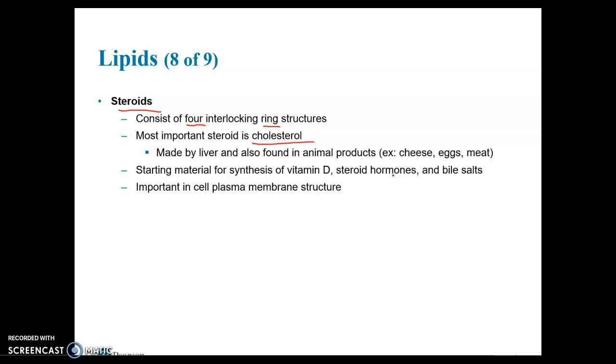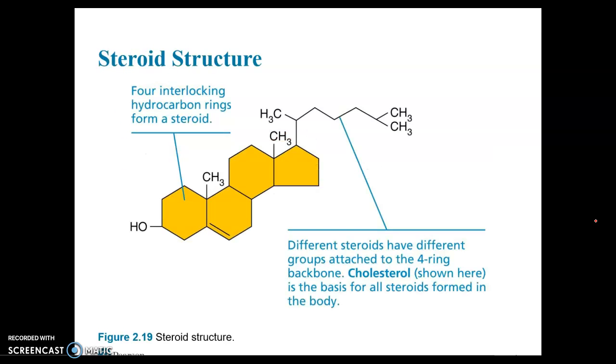Cholesterol is the starting material or precursor for vitamin D, which is made in the skin. Steroid hormones like testosterone, estrogen, and bile salts, all of these start out as cholesterol. So cholesterol is very, very important. And it's important as well as phospholipids. It's important in the cell plasma membrane structure. Cholesterol is also found within the phospholipid bilayer. So this is what cholesterol looks like. There are 4 rings.